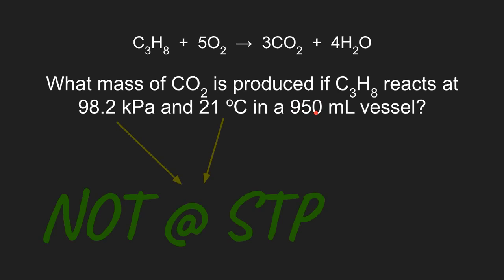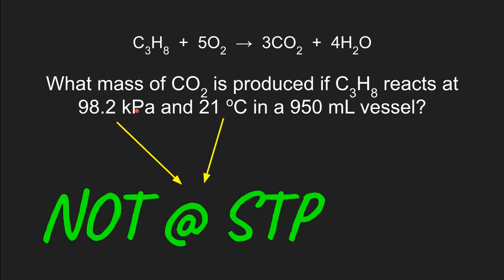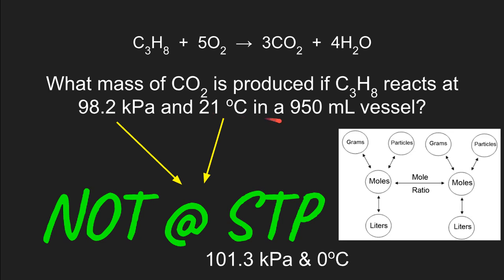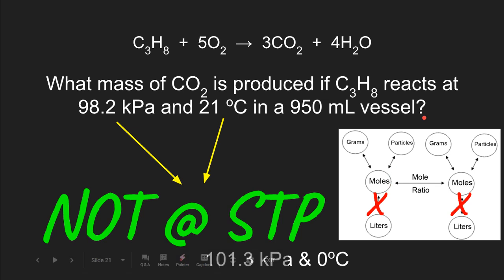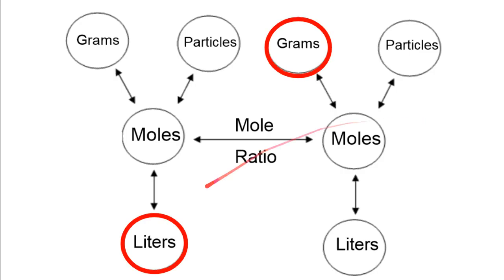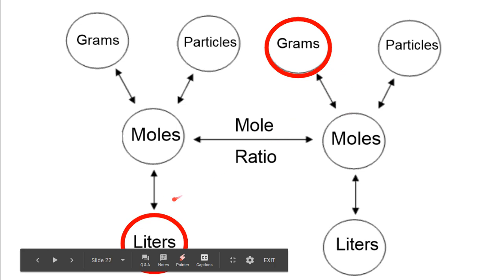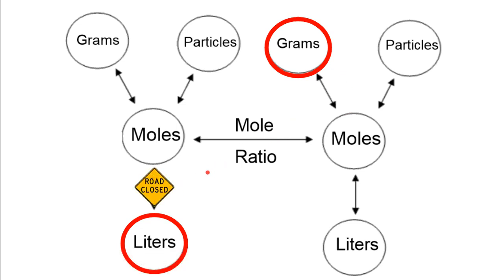How does that work? This is not at STP, right? I would need 101.3 and I would need 0 degrees Celsius. That is not the case. So let me show you what we would do if we're not at STP. I can't go through this path. You can't do it. Don't cross yours out, just know you can't. If I want to go from here all the way up here, but I can't go through it because I'm not at STP, the road is closed. So I have to take a detour.